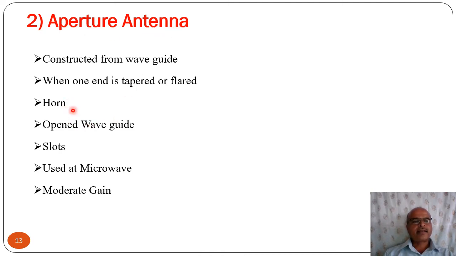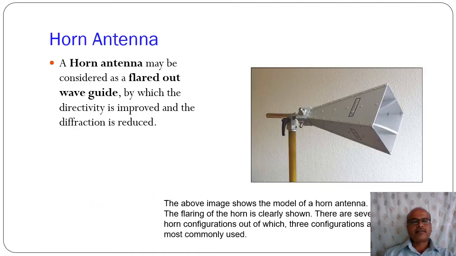Generally in this category, horn antenna comes, also open waveguide antenna, then slot antenna, and as previously mentioned, they are used at microwave frequencies, and they have moderate gain. So we'll study some details of this aperture antenna. In that aperture antenna, basically horn antenna comes.